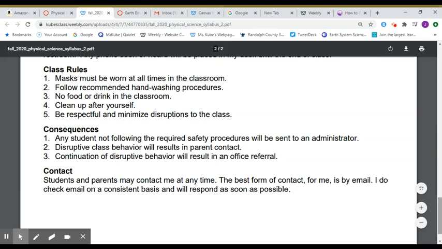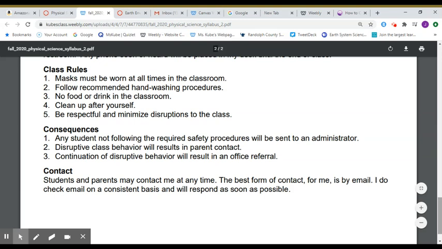Okay, so consequences. If you're not following the required safety procedures, you'll be referred to the administrator, and we can have some discussions there. All right, disruptive behavior, though, will be first, of course, I'll ask you to stop, and if you just stop the behavior, it ends there. No more needs to be said. If it continues, then we'll go with parent contact, and if the behavior still doesn't stop, then that will result in an office referral.